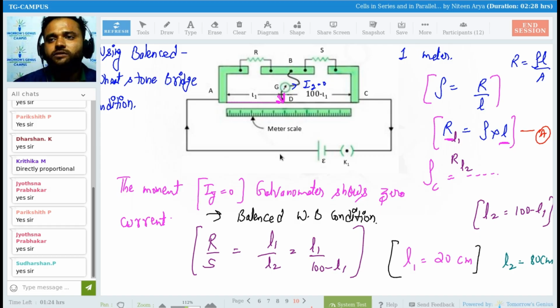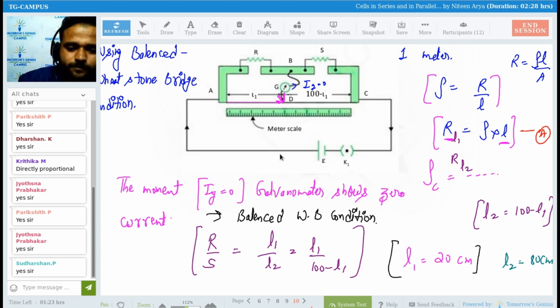the galvanometer is going to show you zero current. Instead of writing that, they simply tell you that at the length of 30 centimeter, the meter bridge shows the Wheatstone bridge equilibrium state, or balanced Wheatstone bridge condition. So find the unknown resistance S. R is automatically given to you. So R by S is L1 by L2, so automatically you can find S.